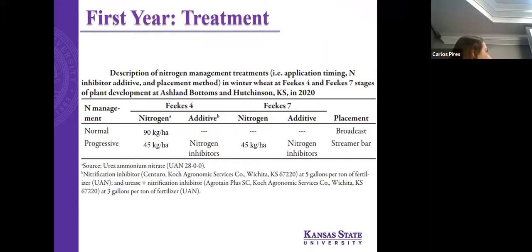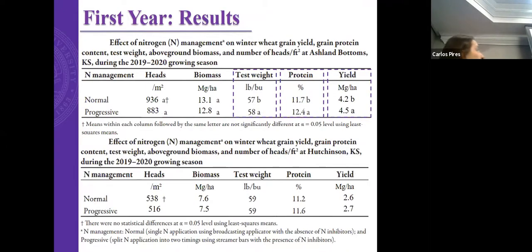So basically, these are the descriptions for the treatments for the nitrogen effects that we had. The main difference between the treatments is that for the progressive, we split the same amount of nitrogen that we apply as a normal nitrogen, but we split it in 2 different growth stages, and we also applied it with some nitrogen urease and nitrification inhibitors. Oh, and also the placement method is different. So for the normal, we just broadcast, and the placement for the progressive is a streambar.